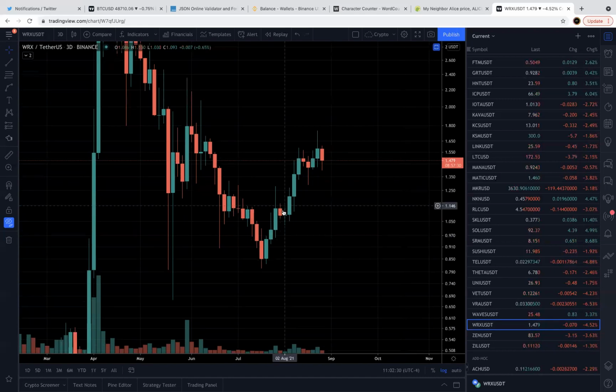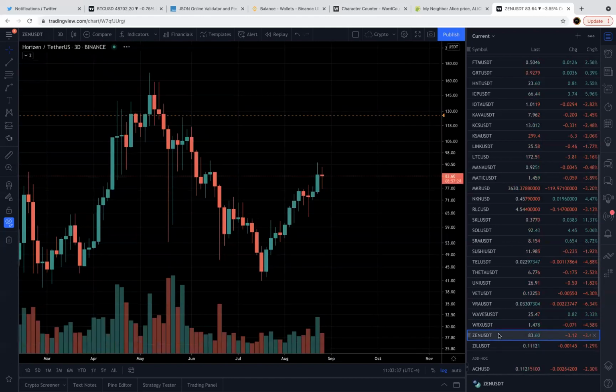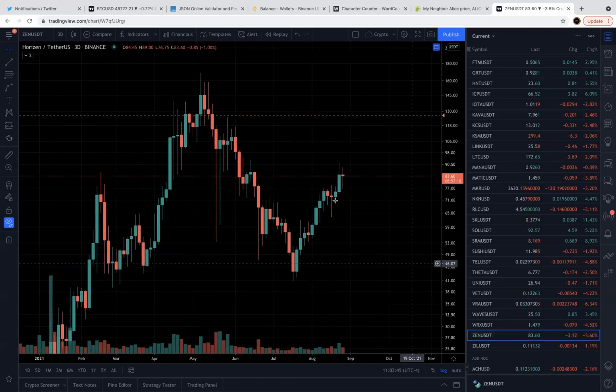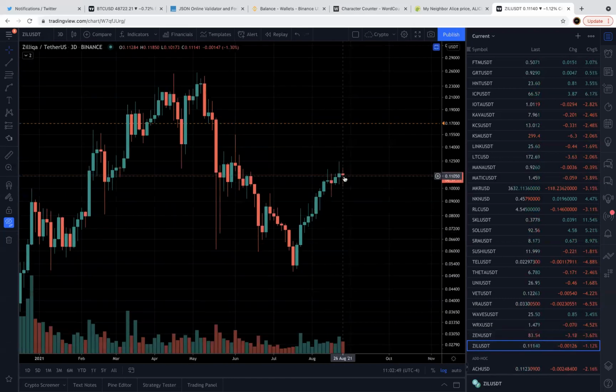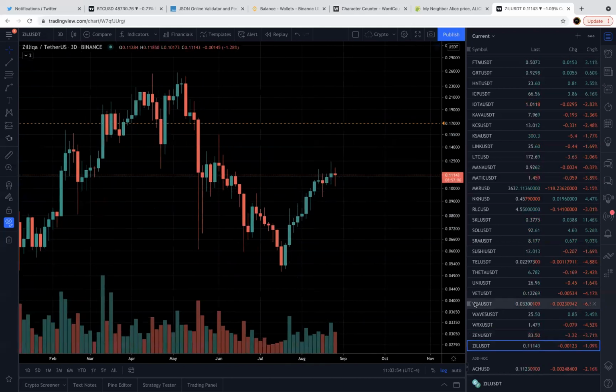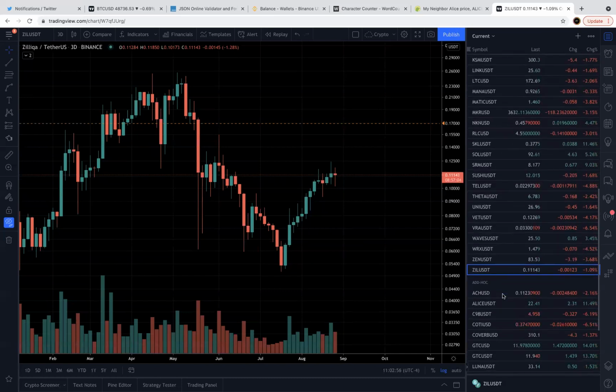Okay, WRX, nice looking chart, a little bit volatile, but not that bad. Much better. Didn't go down much. If you see, it is a good sign. Last week was good. Zilliqa, not bad. Nothing major though. Not bad so far. Right, so looks good.